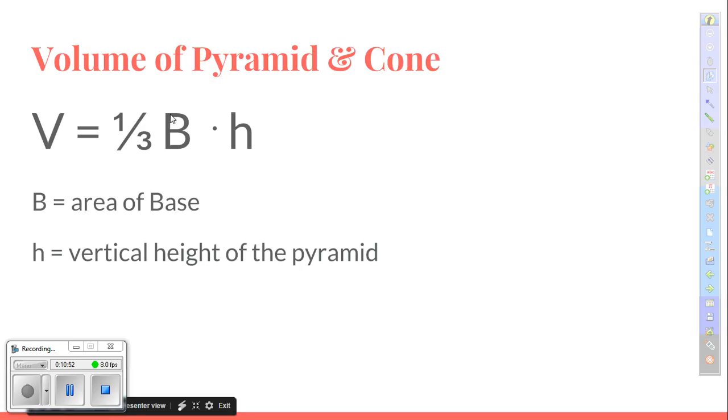Volume for pyramid and cone is actually very similar. We're still going to do the area of the base times the height, but we're only going to take a third of it. So it's not giving us that full cube shape. We're only getting a piece of that cube.